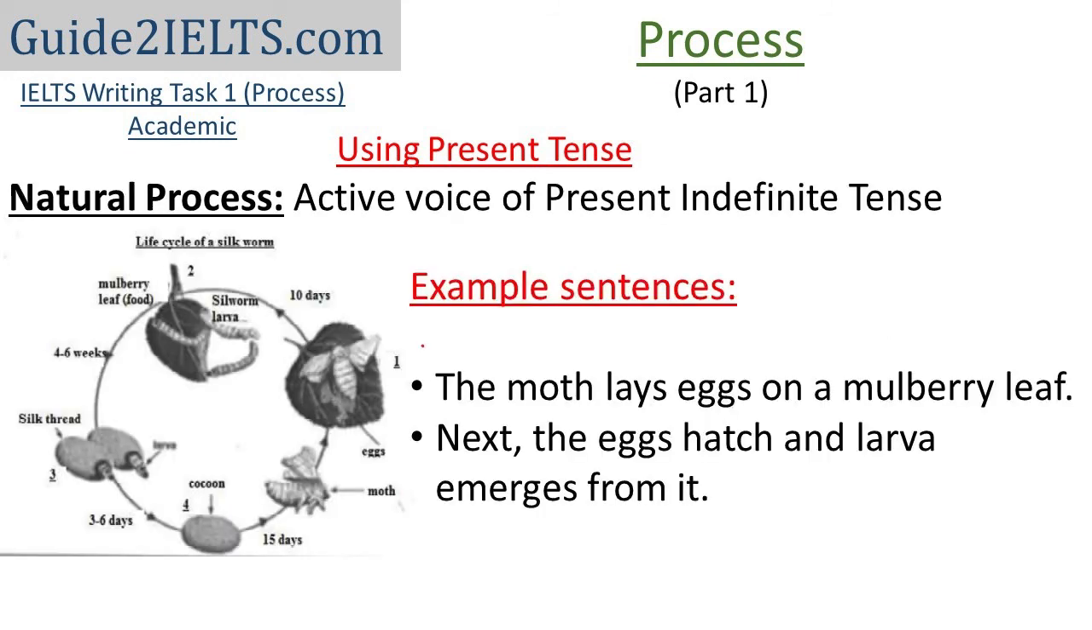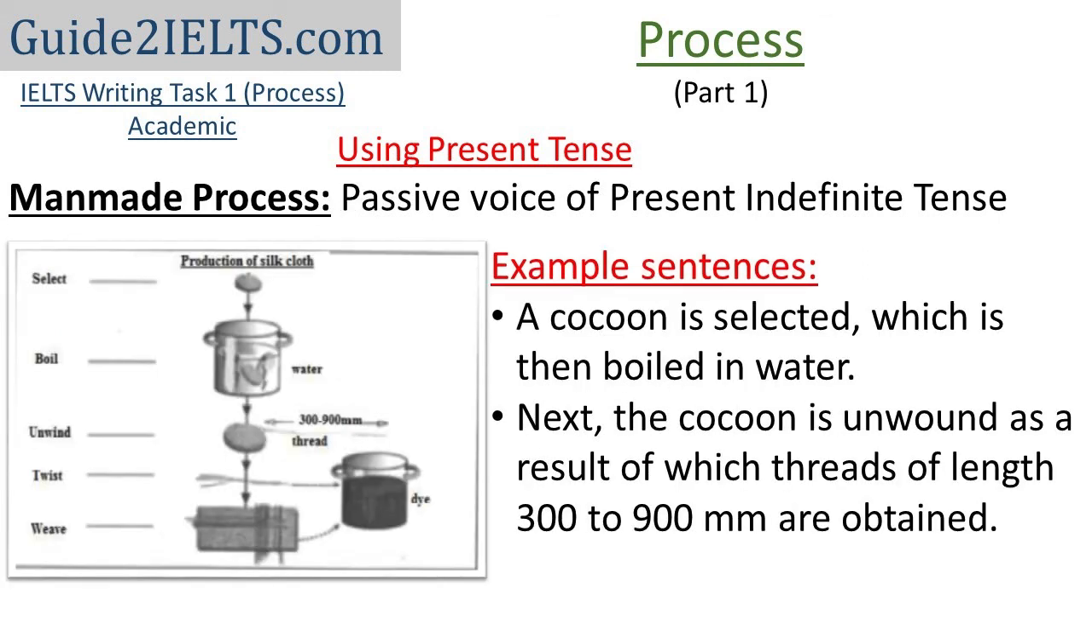So in this life cycle, I would use the active voice. The moth lays eggs on a mulberry leaf. Next, the eggs hatch and larva emerges from it. In contrast, when I'm writing about the production of silk cloth, I'd use passive voice. A cocoon is selected, which is then boiled in water. I could also write in active voice, we select a cocoon and then we boil it in water, but it is better to write in passive voice.